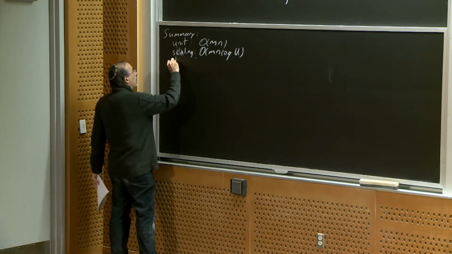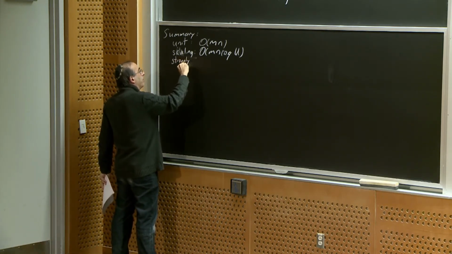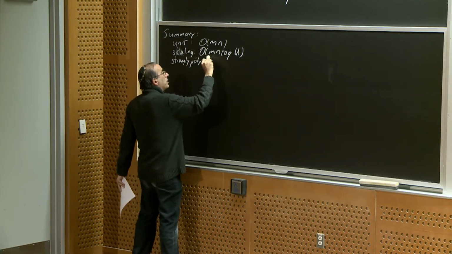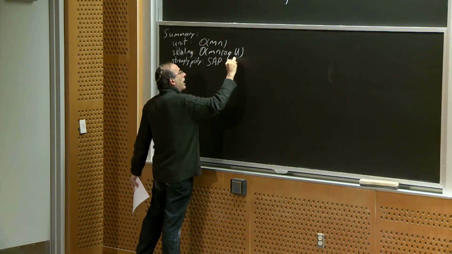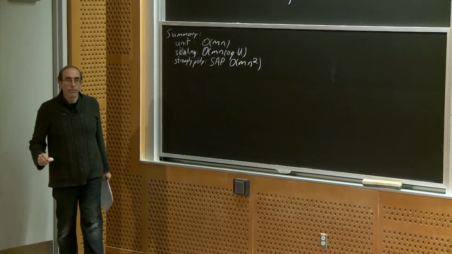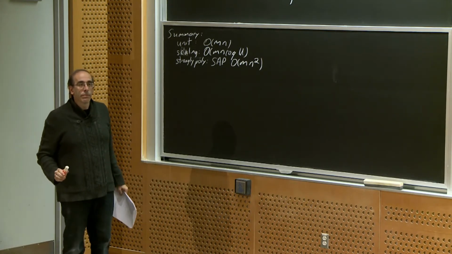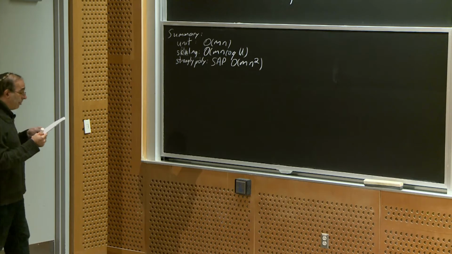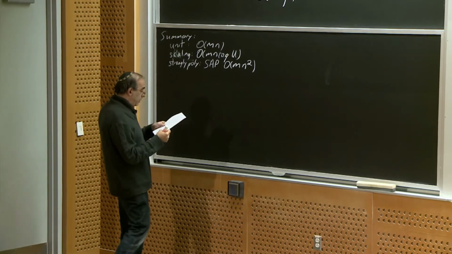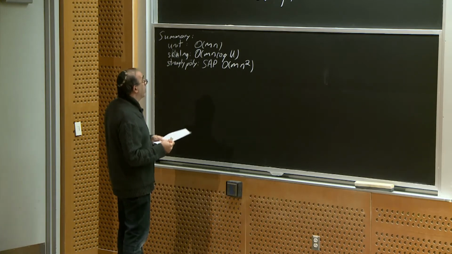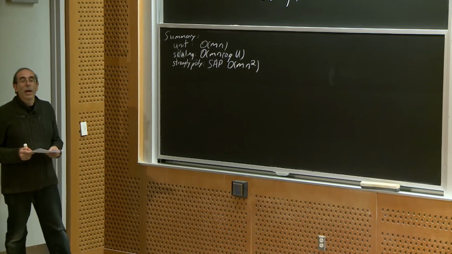But then for a strongly polynomial algorithm, we use shortest augmenting paths, which has an order mn squared running time, right? And that's a pretty big difference, okay?